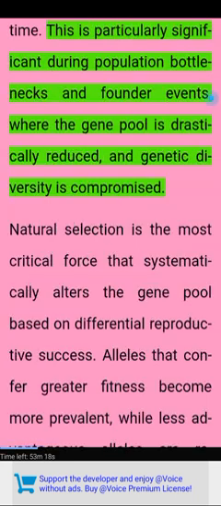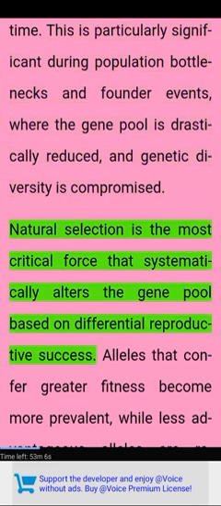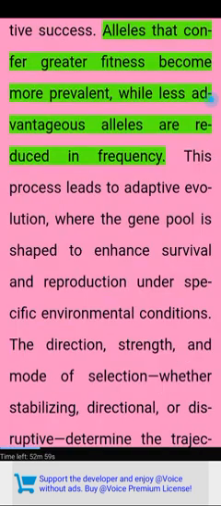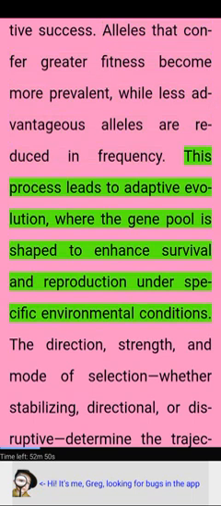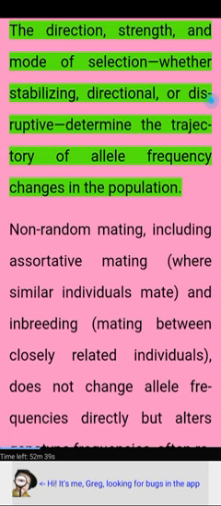This is particularly significant during population bottlenecks and founder events, where the gene pool is drastically reduced and genetic diversity is compromised. Natural selection is the most critical force that systematically alters the gene pool based on differential reproductive success. Alleles that confer greater fitness become more prevalent, while less advantageous alleles are reduced in frequency. This process leads to adaptive evolution, where the gene pool is shaped to enhance survival and reproduction under specific environmental conditions. The direction, strength, and mode of selection, whether stabilizing, directional, or disruptive, determine the trajectory of allele frequency changes in the population.